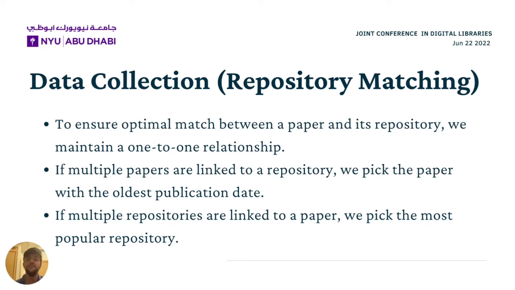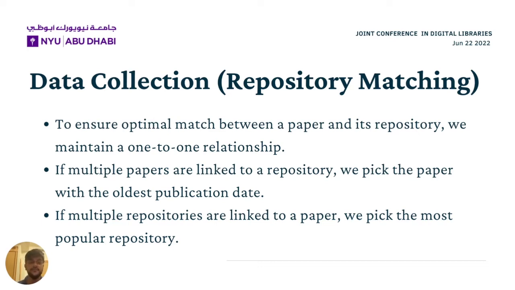To do so, we decided to use some simple heuristics. Firstly, if multiple papers are linked to a repository, we pick the paper with the oldest publication date. The rationale for doing so is that the repository should be associated with the paper that shared it first. This simple heuristic eliminated most cases where the same repository is included in multiple papers. For example, if the same set of authors include the same repository in multiple papers, or if a paper is citing a repository that it used in its own research work, which is much more common.